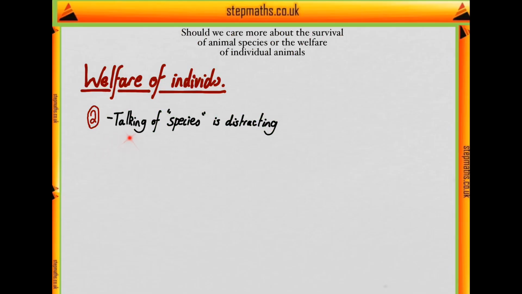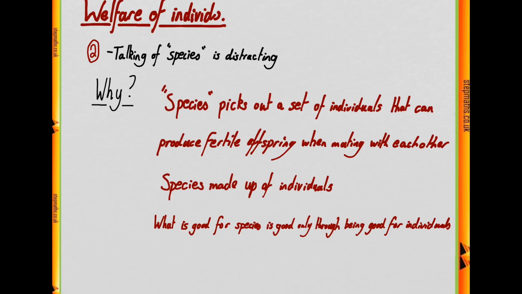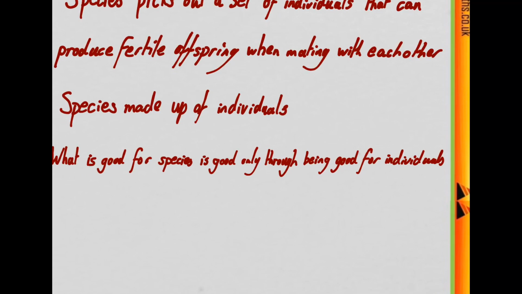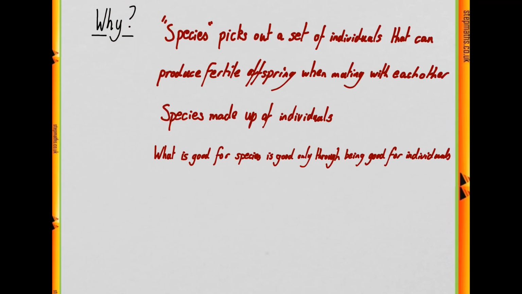As a second point on this side, we might say, talking of the word species is distracting. Using the word species is misleading. Why? Well, what does the word species mean? It picks out a set of individual animals that can produce fertile offspring when they mate with each other. Now, species are made up of individuals. So if we say something is good for a species, then we're saying it's good only because it's good for the individuals in the species. It's meaningless to say it's good for the species if it's bad for every single individual in the species. So maybe thinking on a species level and not on an individual level is just confused.